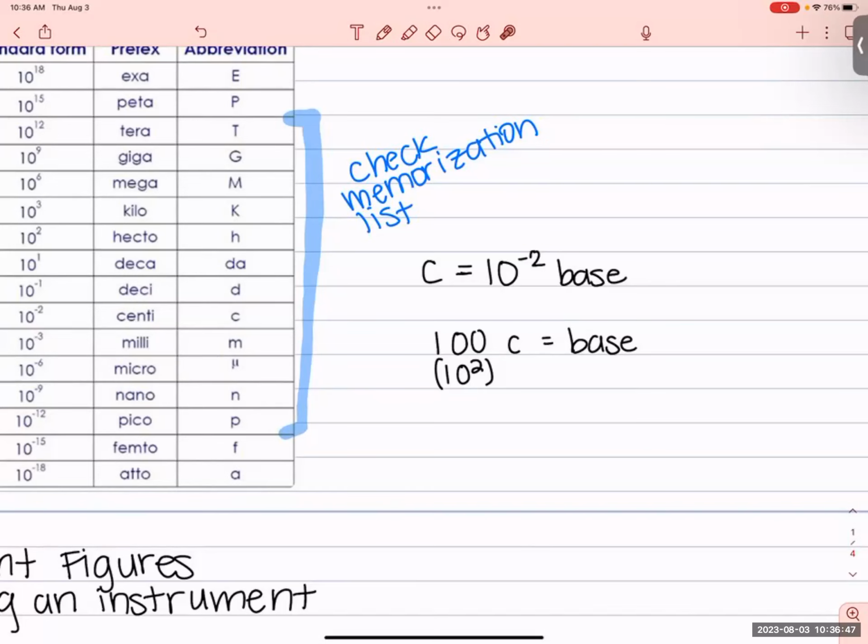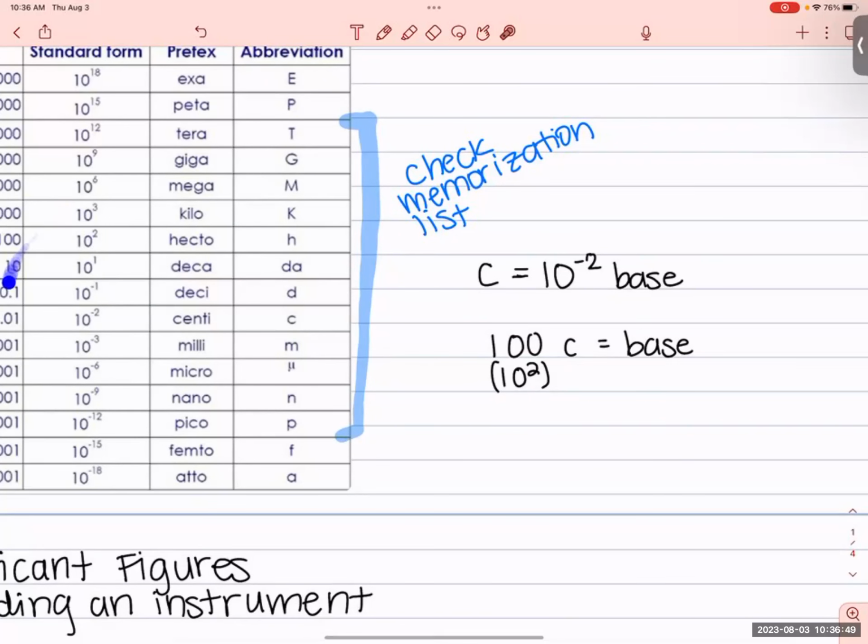I'm not going to require that you make conversions between two of them. We're going to go through the base unit every time. I think that is what I've seen more effective in getting you to get the correct answer.